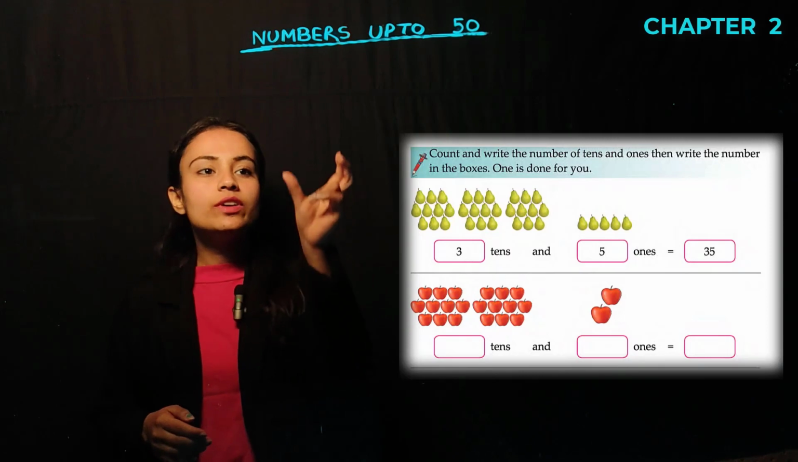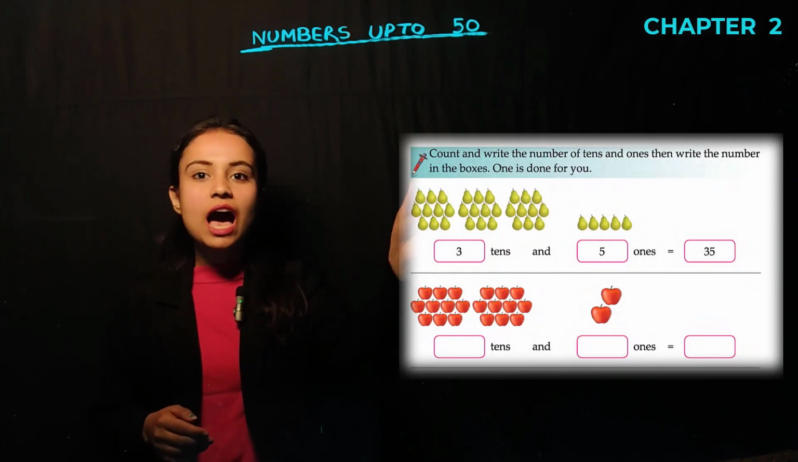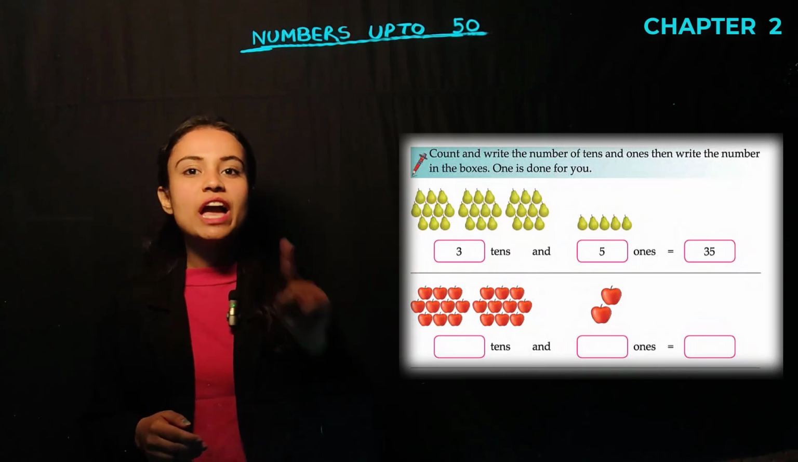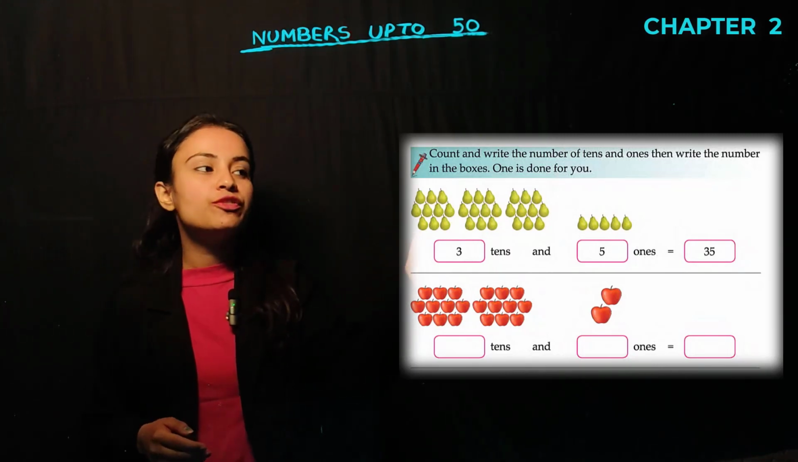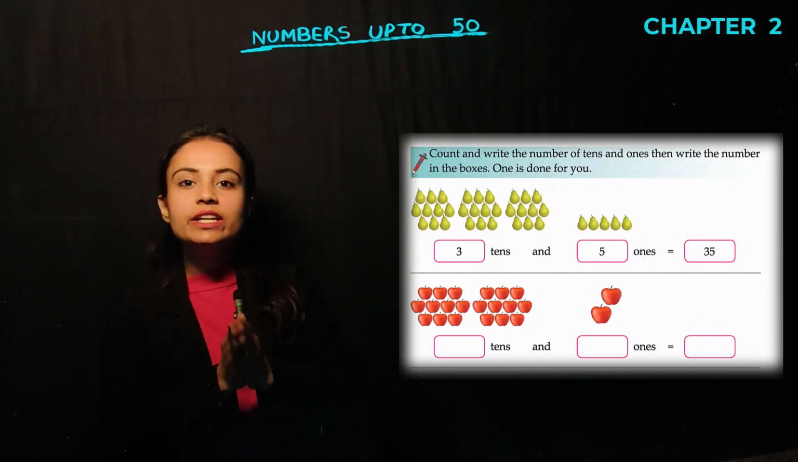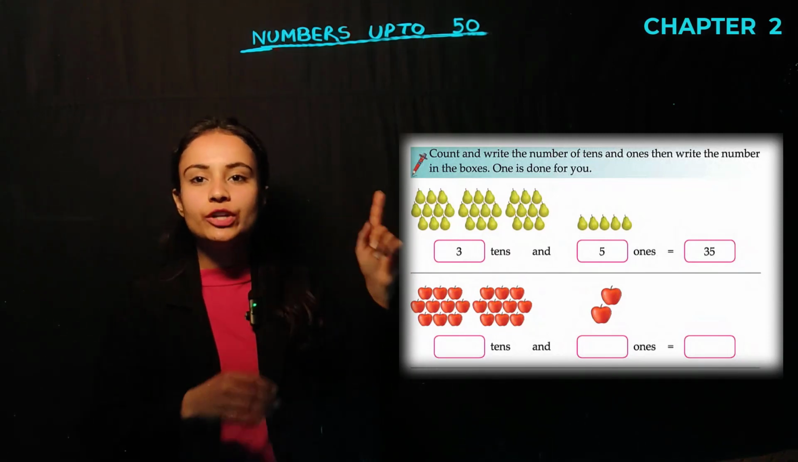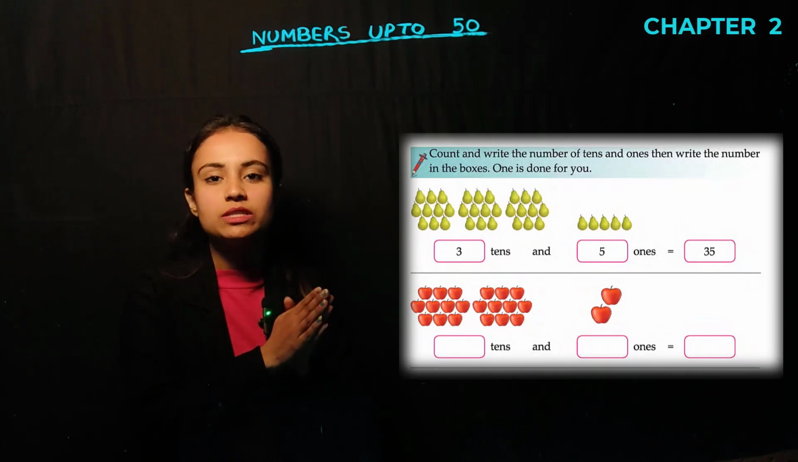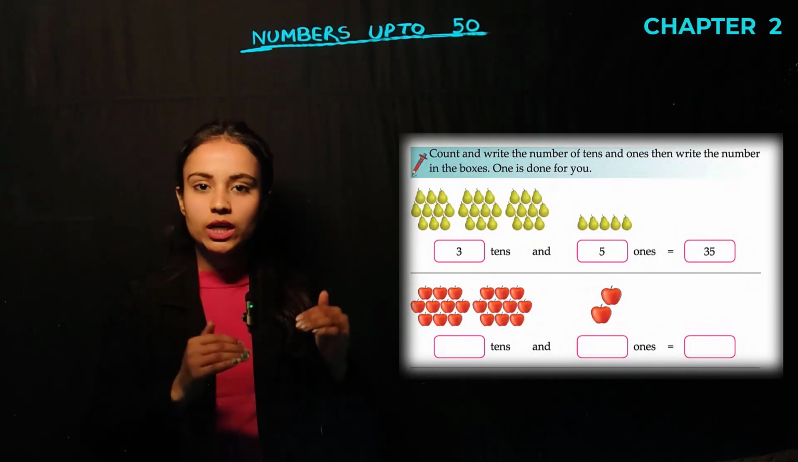Here we have 30 pairs and then we have 5 more pairs. So that means we have 3 tens and 5 ones. So 3 tens and 5 ones means 3, 5, 35. So there are a total of 35 pairs. In a similar manner, let's do the other part.